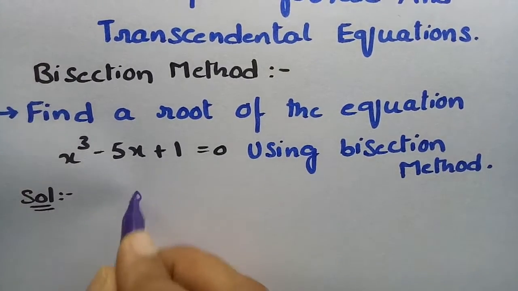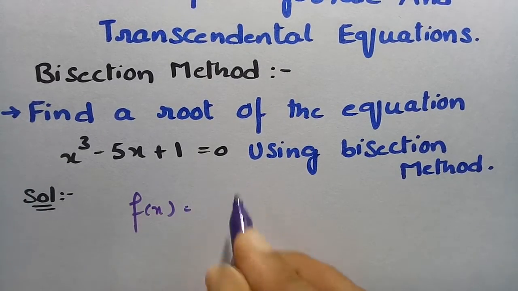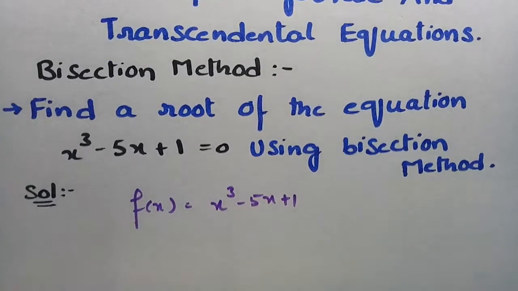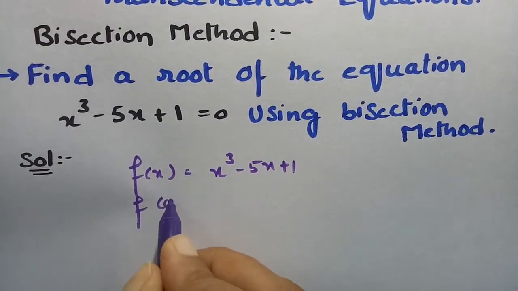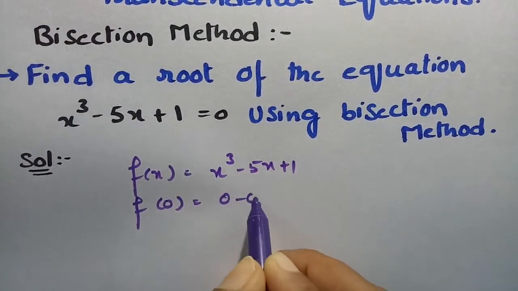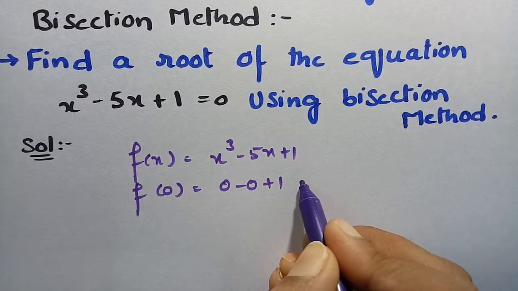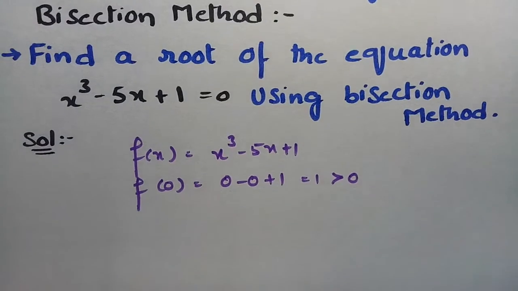So let us consider that f(x) is given as x³-5x+1. First of all, I'll start with 0. If I keep x = 0, this will be 0 plus 0 plus 1, which is a positive value, 1.